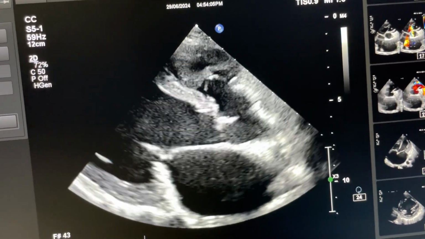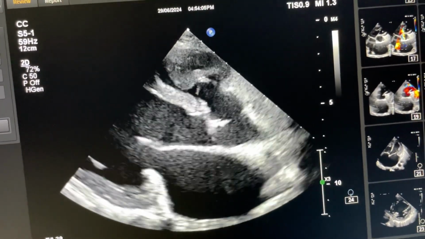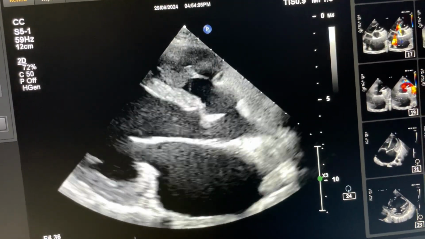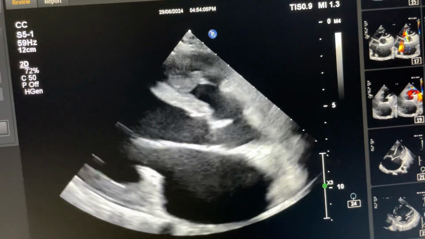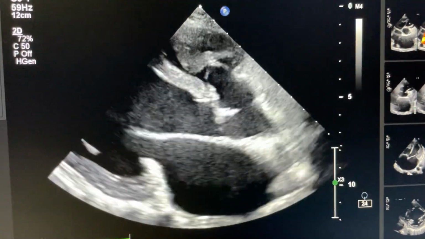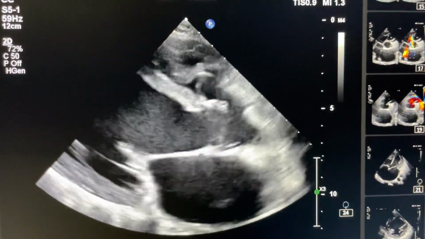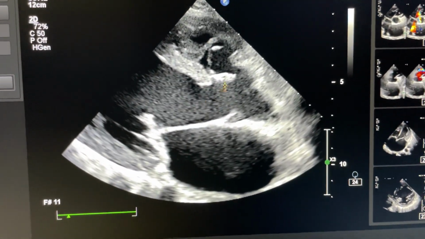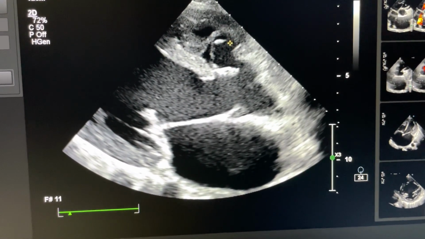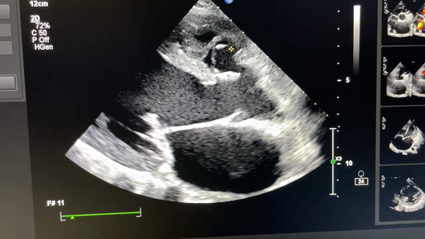You see the movement, how the aortic valve is moving. Aortic valve tip is thickened and calcified. This is aneurysmal anterior aortic sinus with rupture. You see the rupture. This portion is ruptured. Now you see this portion has ruptured.